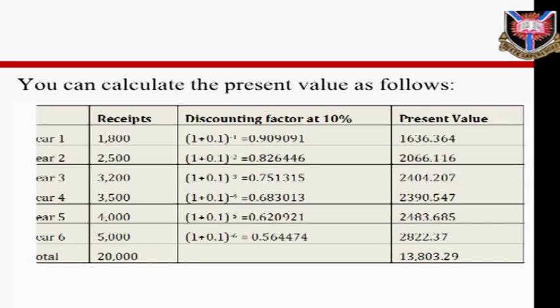Year 6, 5,000 as received. Discounting factor at 10%: 1 plus 0.1 all in bracket to power 6, which equals 0.564474. Present value 2,822.37. Total receipt will give us 20,000, and then total present value will give us 13,803 naira 0.29.